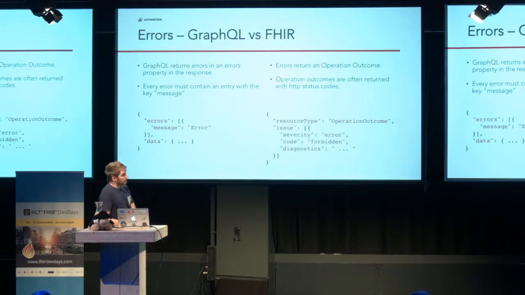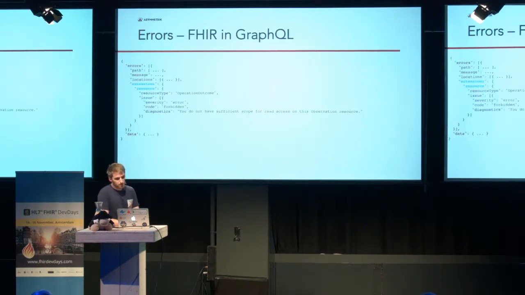If we look at errors in FHIR, they're typically operation outcomes. They're often associated with various HTTP status codes, and you'll get a response that looks similar to this. So trying to figure out how to make these two work together, they're obviously two different things. You kind of have to compromise.